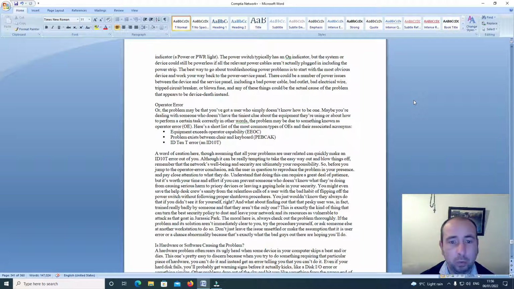The best way to go about troubleshooting power problems is to start with the most obvious device and work your way back to the power service panel. There could be a number of power issues between the device and the service panel, including a bad power cable, bad outlet, bad electrical wire, tripped circuit breaker or blown fuse. Any of these things could be the actual cause for a problem that appears to be a device death instead.